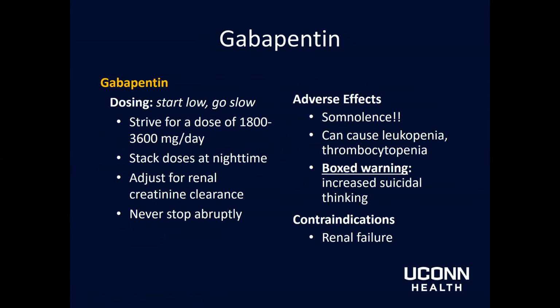The biggest thing to remember with gabapentin is to start low and go slow. The typical dose to the minimally effective dose is 1800 milligrams for gabapentin. It goes up a little bit from there depending upon the indication, but you should really strive to achieve that 1800 milligram total daily dose before you determine whether or not the patient is a responder or a non-responder.